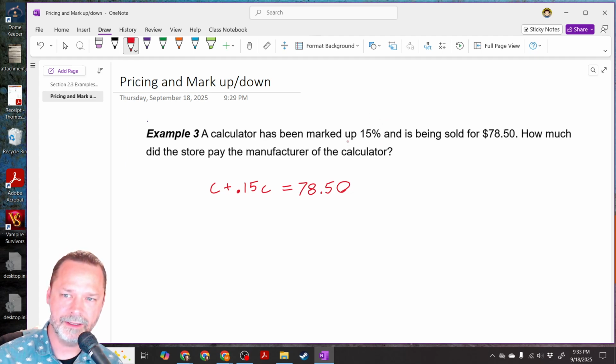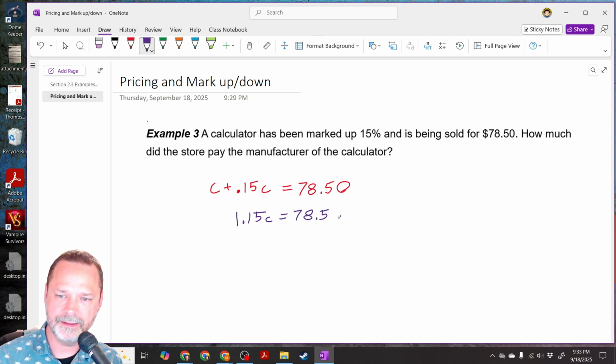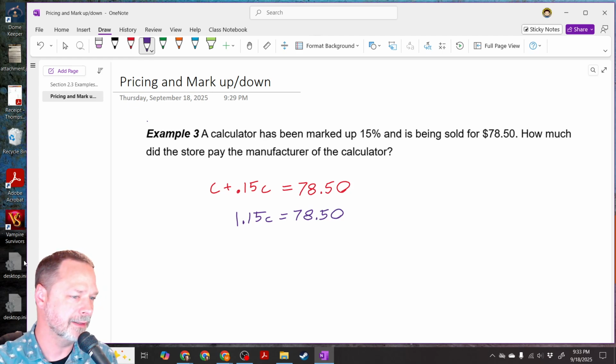I did need to know what marked up a percent means. That means I'm adding 15% of the cost. How much did the store pay the manufacturer? So in other words, what's C? That is going to be C, our cost, the cost for the store, right? So now we just simply solve it. C plus 0.15C is 1.15C. And we're saying that equals 78.50. This is a very straightforward problem, and there is really nothing to diagram in this one.